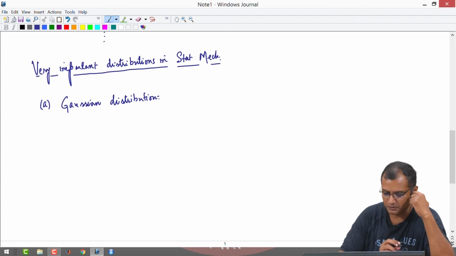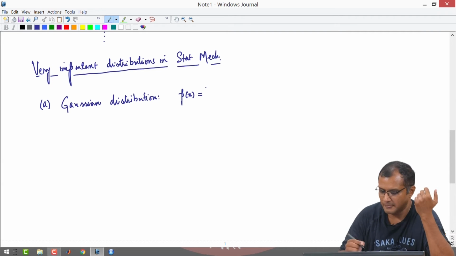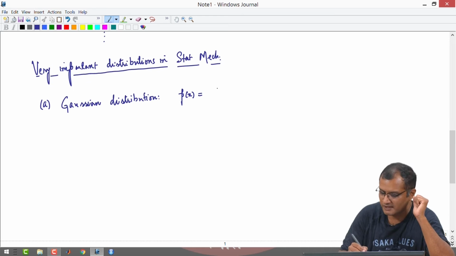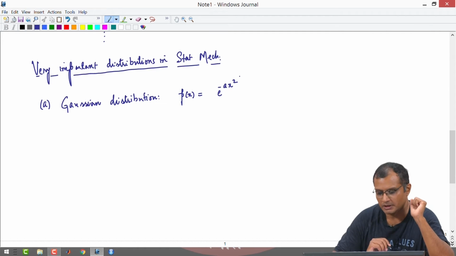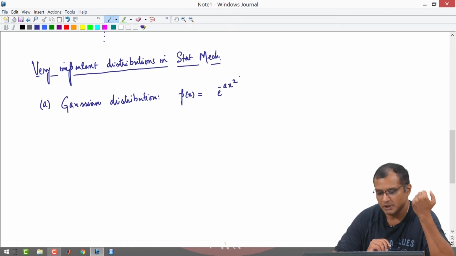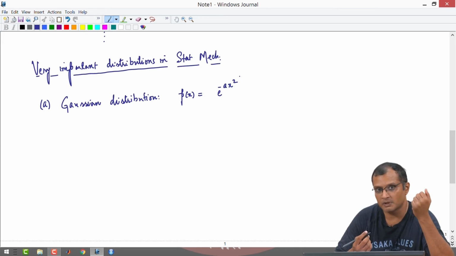Okay. So, this distribution is defined as, suppose x is a random variable distributed as a Gaussian distribution, then it is defined as e to the power minus a x square. Okay. Now, x is a random variable, a is some constant which will be shown in a few steps to be related to the variance of this random variable. But as is, I see that this distribution p of x is not normalized.